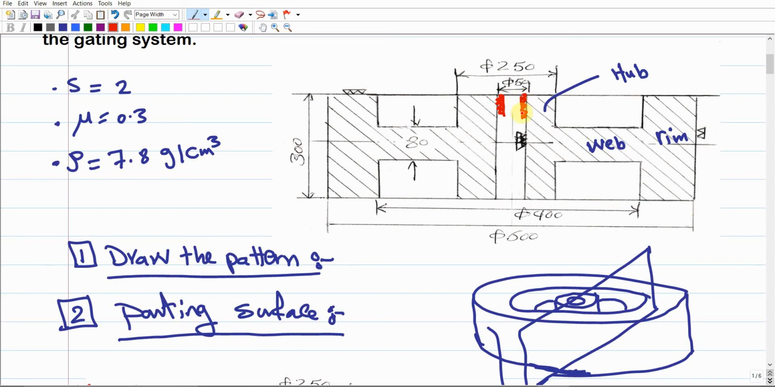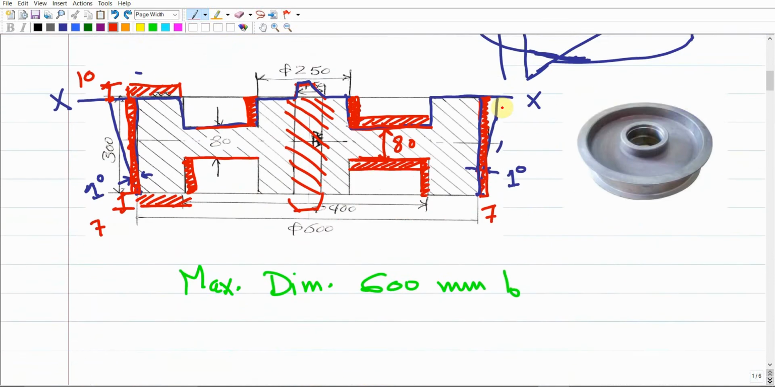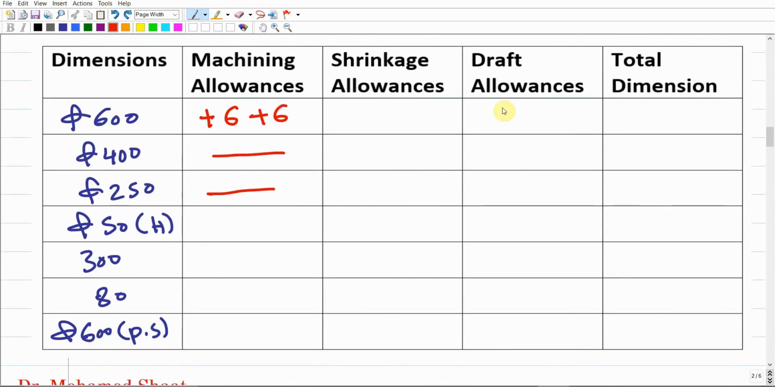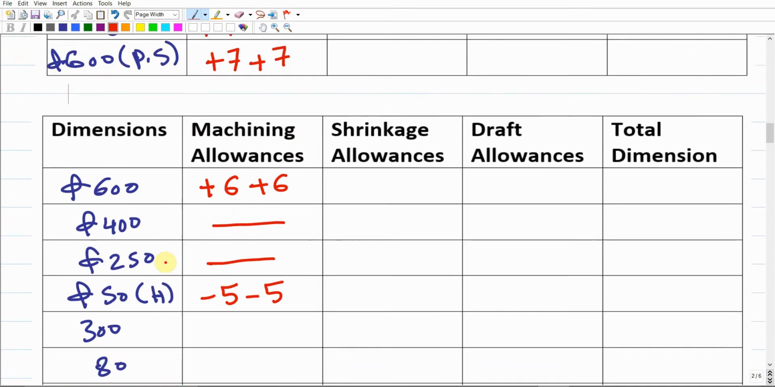It means that this 5 millimeter will be subtracted from the 50, and this one will be subtracted as well. So both will be negative machining allowances that should be added next to the 50 hole. So we're going to have -5 and -5. How about the 300 dimension?